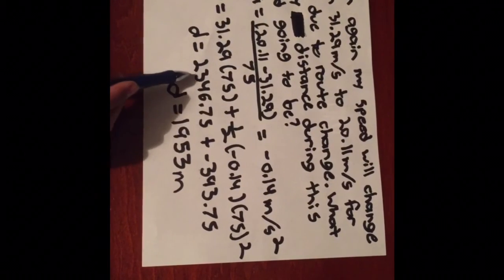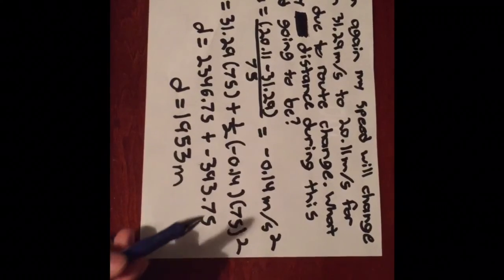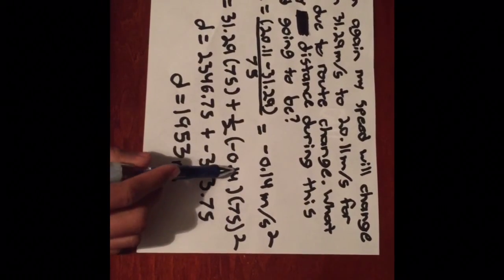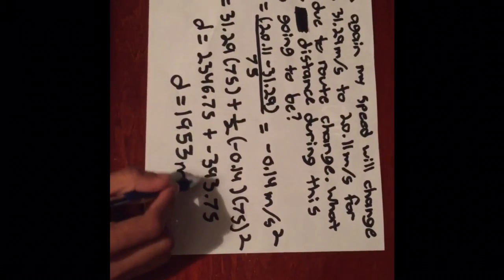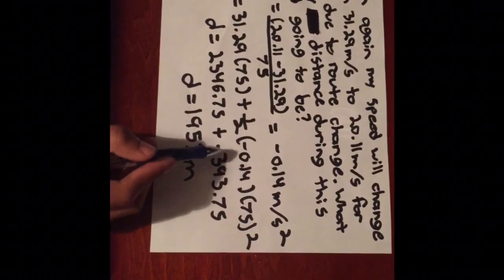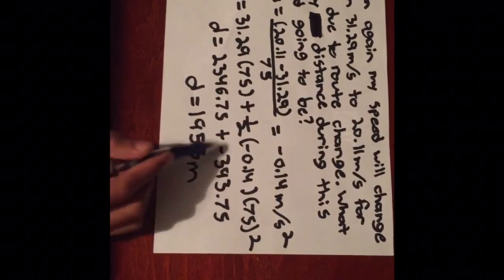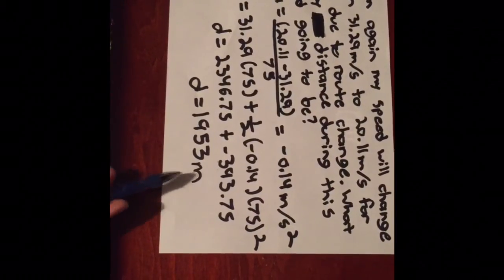31.29 times 75 equals 2,346.75, and 1/2 times acceleration and time to the power of 2 is negative 393.75. And when you add, well, not add because it's opposite sign, so you're going to subtract, when you subtract these, it's going to equal 1,953 meters.